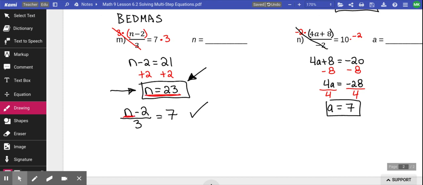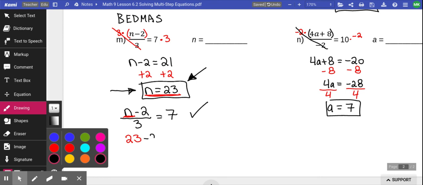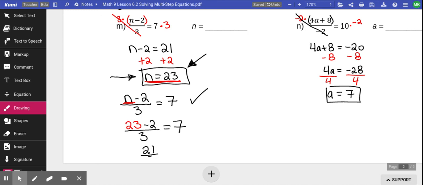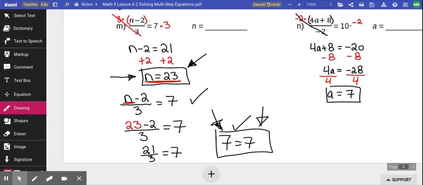So if I look back at this question, that means I have 23 minus 2, divided by 3, equals 7. If I put that in my calculator, 23 minus 2 is 21, over 3 equals 7. 21 divided by 3 is 7, so both sides equal 7. That's called verifying your solution. You can check all of your answers on your own by taking your answer, putting it into the original question, and seeing if both sides balance to be the same number. Wonderful. Enjoy your practice.